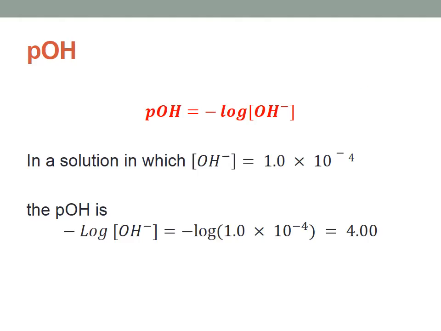POH. Now, POH is similar to pH in the sense that it's the same method used to calculate it. The only difference is in pH we use hydrogen ion concentration. In POH we use the hydroxide ion concentration. So if we have a solution that is 1.0 by 10 to the negative 4 concentration of hydroxide ion, to find the POH, we do the negative log of that number, and that gives us a POH of 4.00.